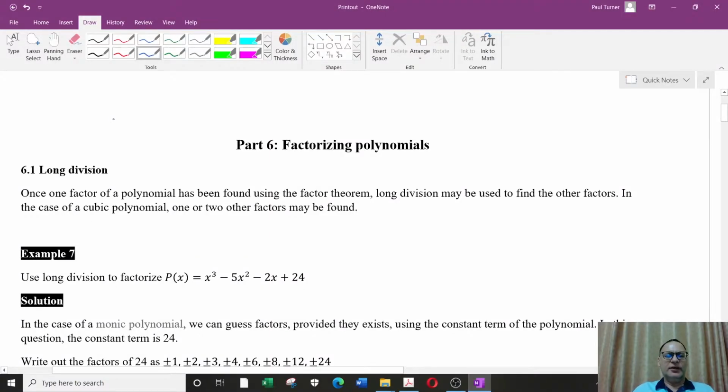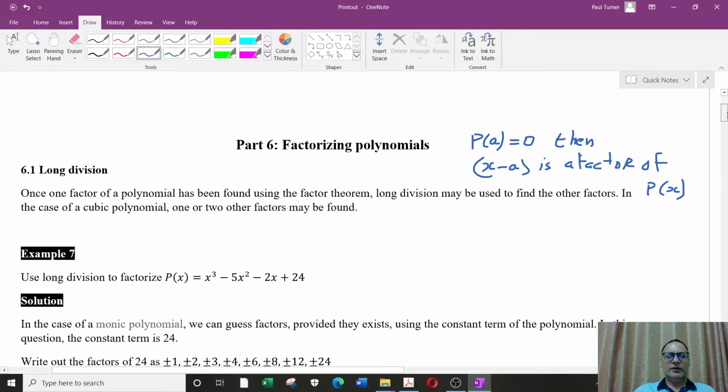Okay, this is part 6. It's about factorizing polynomials. Now, just to review your factor theorem, we could say that if P(a) equals 0, then x minus a is a factor of P(x). So that's your factor theorem from the last section.